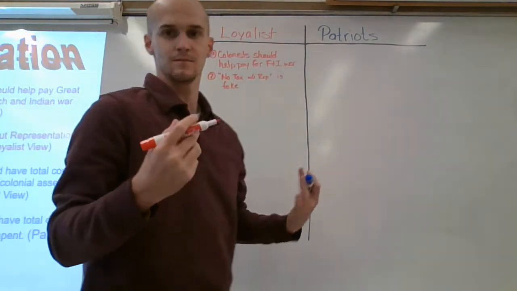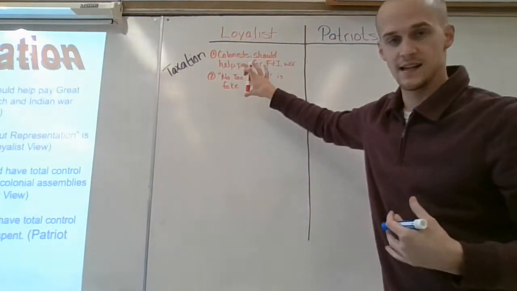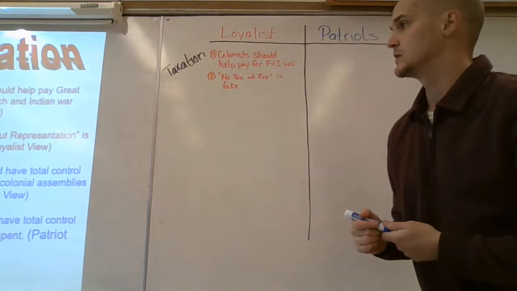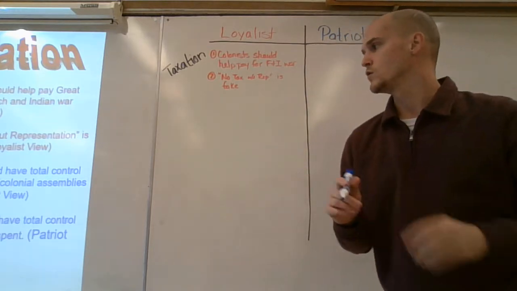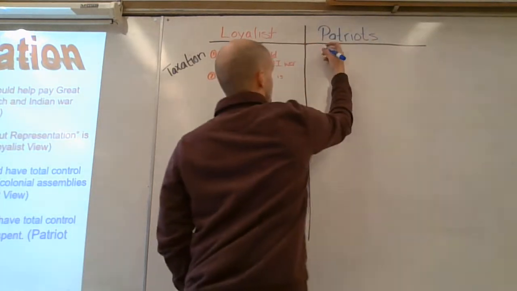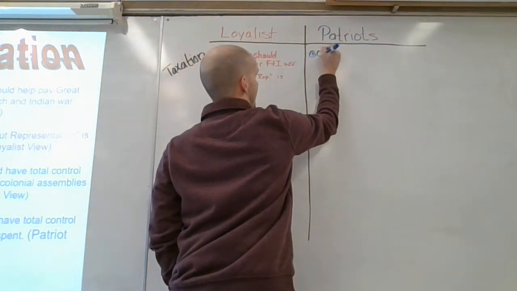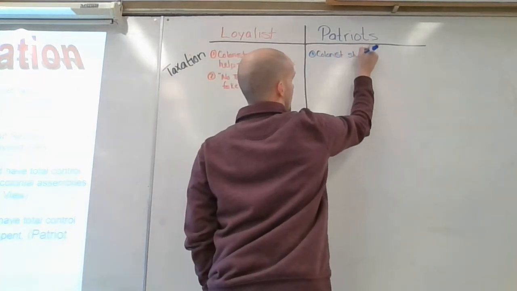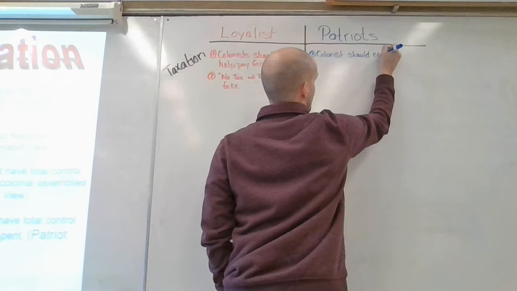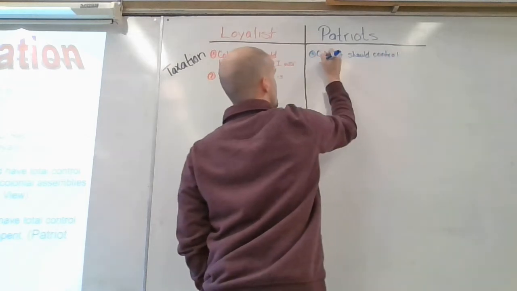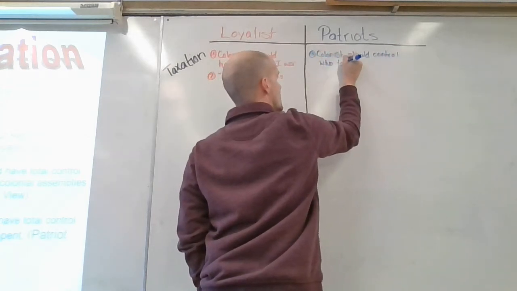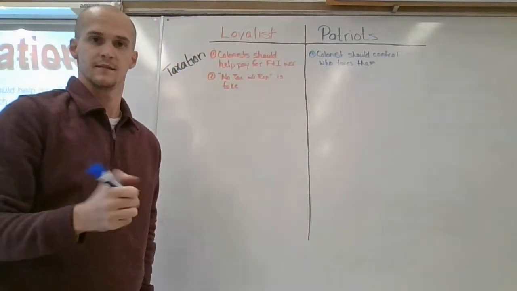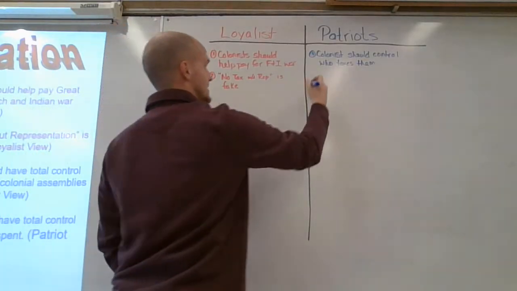So you see, I took what was said and shortened it, so that I didn't have to write as much, so that I could keep up with the notes. The colonists should have total control over who taxes them. So, colonists should control who taxes them. That's how they felt. The colonists should control who taxes them.